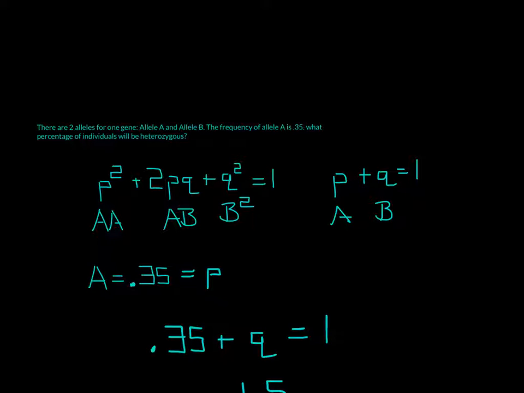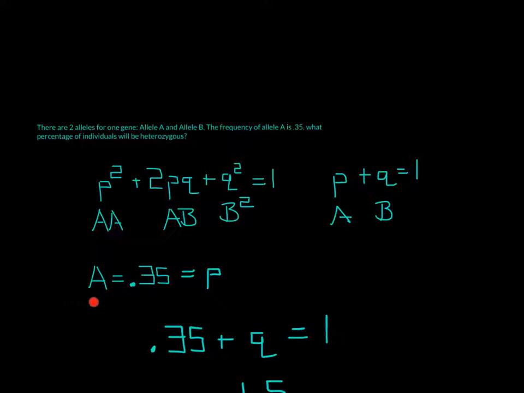The first one is P plus Q equals 1, where Q is allele B and P is allele A. And then P squared is A dominant, and 2PQ is heterozygous, A and B, and then Q squared is B squared, so homozygous recessive.